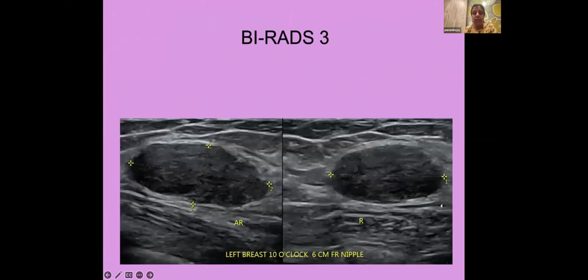If you get an oval circumscribed mass with this thin echogenic capsule that you're seeing, we know that's like the pseudocapsule associated with a fibroadenoma, and this lesion is in parallel orientation, we say that this is a probably benign lesion and we can put it on a follow-up if it is the only lesion that you are seeing and this is the palpable concern.